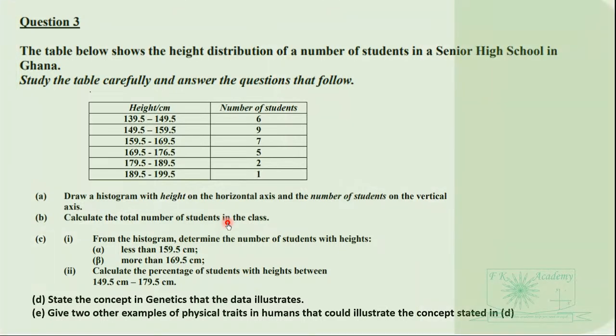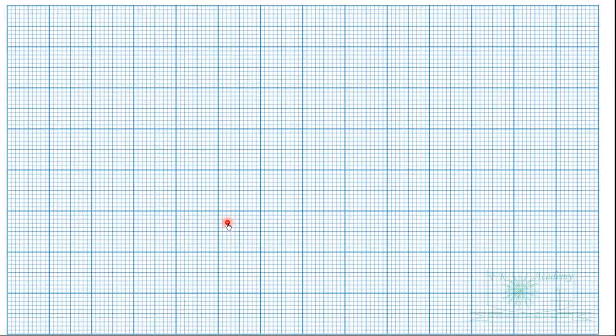We have the graph sheet here, as you can see. With this graph sheet, we need to draw our horizontal axis that will bear the height and the vertical axis that will bear the number of students. So draw the horizontal axis neatly and draw the vertical axis also neatly. Then we are going to use a scale of 2 centimeters to 10 units on the horizontal axis. So every 2 centimeters is 10 units.